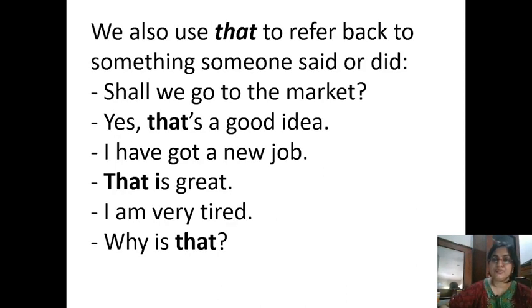We also use that to refer back to something someone said or did. Shall we go to the market? Yes, that's a good idea. So you can see the use of that over here. I have got a new job. That is great. Because I have got a new job, the new job takes the position of a noun over here. So you need a pronoun in order to respond to a certain statement.